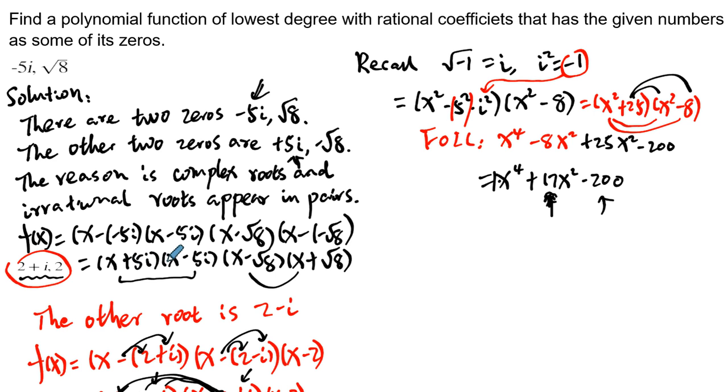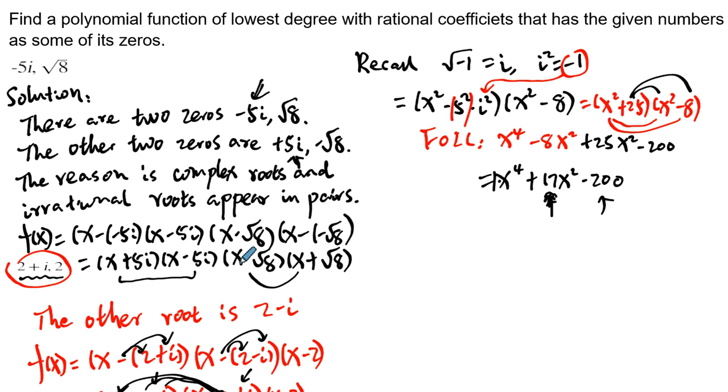X times x is x squared. Now, outer product x times negative 5i. Inner product x times positive 5i. So they will be cancelled. Things left over is negative 5i times positive 5i. So then you should have a negative. 5 times 5 is 5 squared. I times I is I squared.